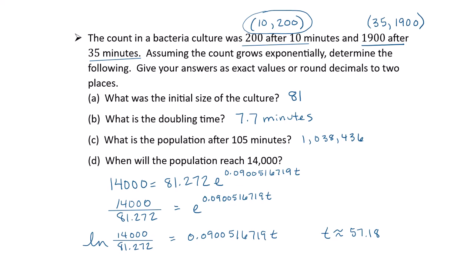57.18. So when will the population reach 14,000? That'll be 57.18, a time unit in minutes, just like the other times were in minutes.